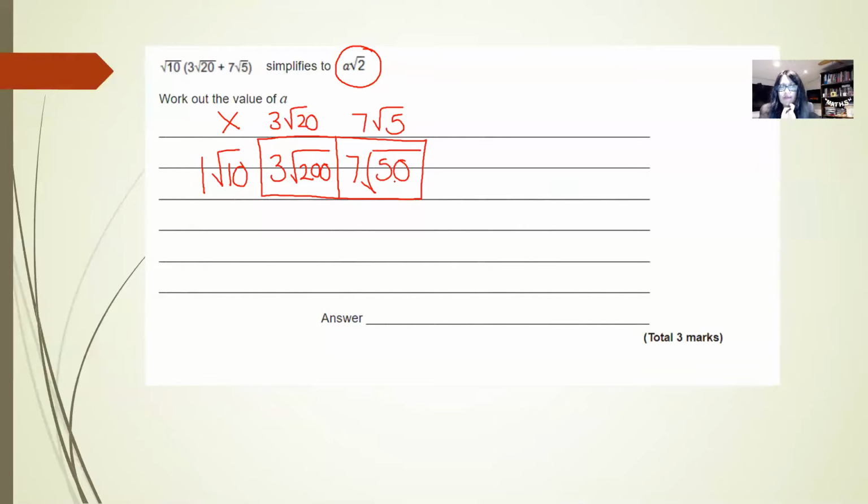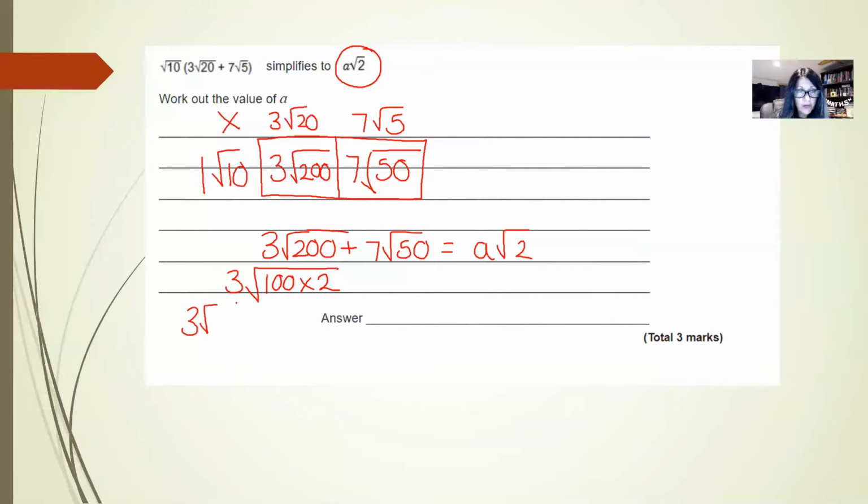Okay, I'm going to have to simplify a little bit here, definitely, because I'm trying to get 3 root 200 plus 7 root 50 equal to something root 2. So the 200 I'm going to change to 100 times 2. Now the square root of 100, if I do it here, so I've got the square root of 100, and then I've got the square root of 2. Now the square root of 100 is 10. 3 times 10 is 30, so it's 30 root 2.